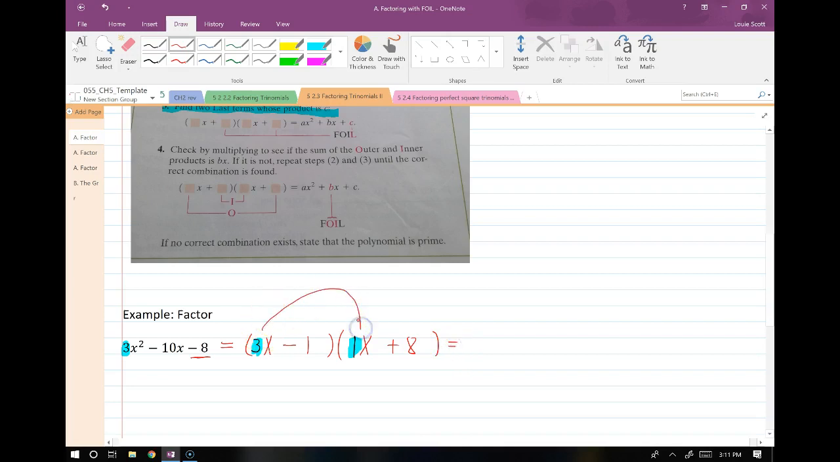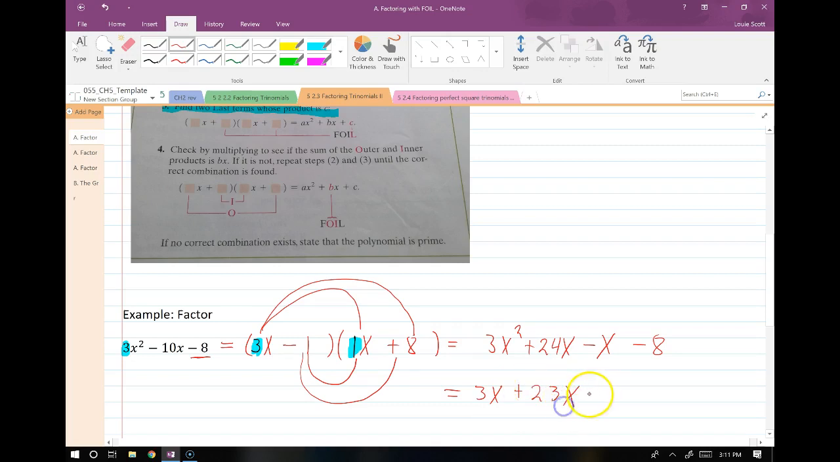I have my F term, that gives me 3x squared. I have my O term, 3 times 8 is 24x. My inner term gives me negative x. And then my L term, negative 8. When I put my like terms together, I end up with something that I did not want. Notice how my middle term is not the same as my middle term from the original. That was not a correct factorization. I need my middle term to be a negative 10x, and this one is a plus 23x, so it doesn't work.